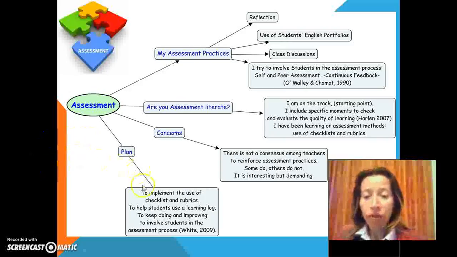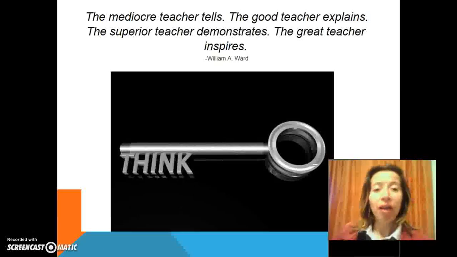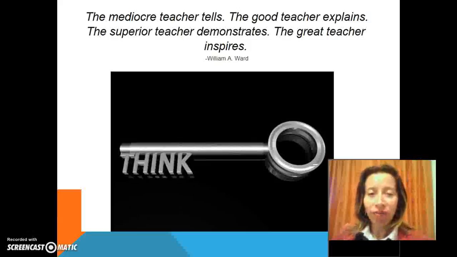The plan I have is to implement the use of checklists and rubrics to help students use a learning log to keep doing and improving, to involve the students in the assessment process, having in mind suggestions given by White 2009. Well, I want to finish this assignment by sharing this quote. The mediocre teacher tells, the good teacher explains, the superior teacher demonstrates, and the great teacher inspires. So please, let's continue inspiring our students.